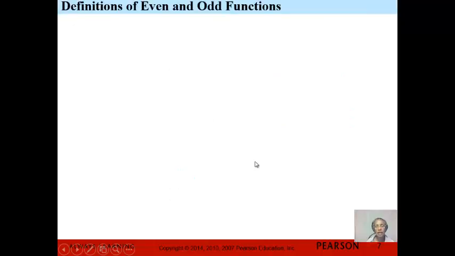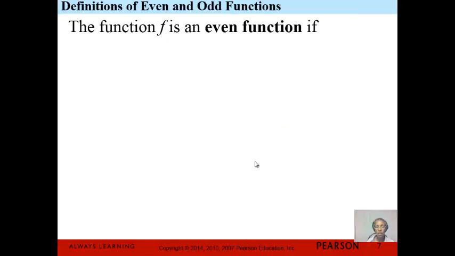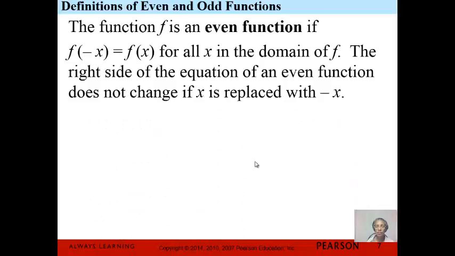All right, let's define even and odd functions. The function f is an even function if f of -x equals f of x for all x in the domain of f. The right side of the equation of an even function does not change if x is replaced with -x. So in other words, if you replace x with -x, the y value remains the same when a function is even.